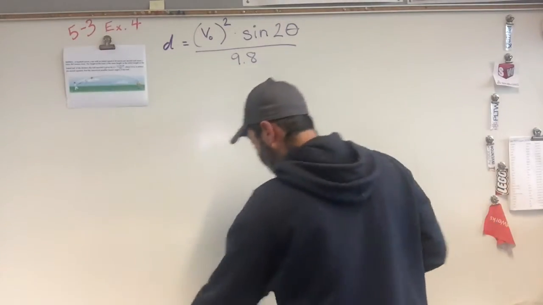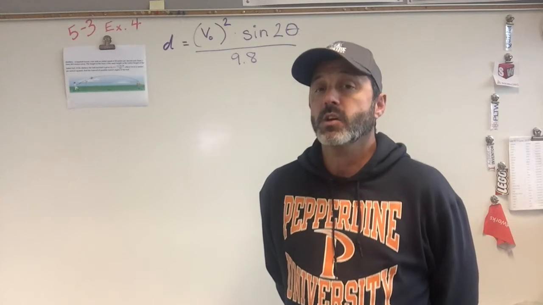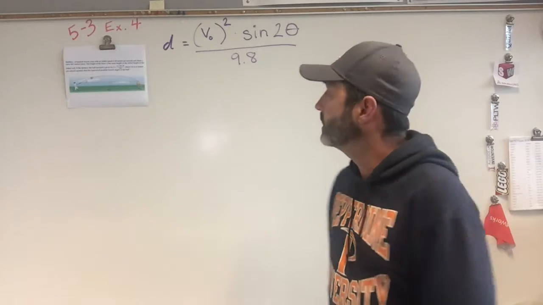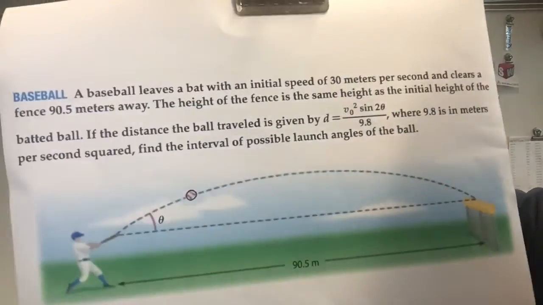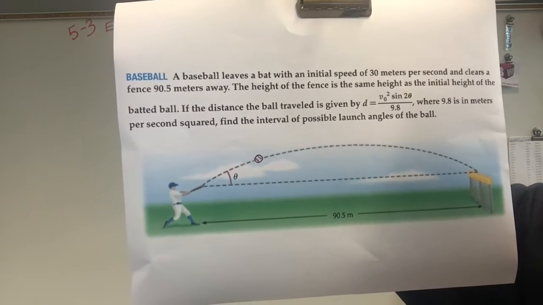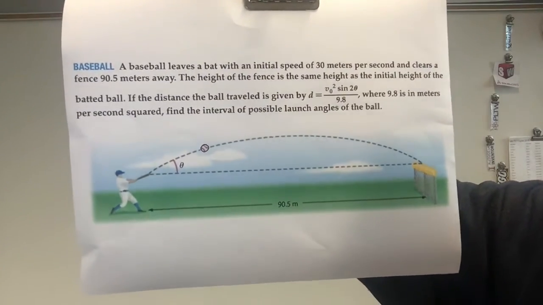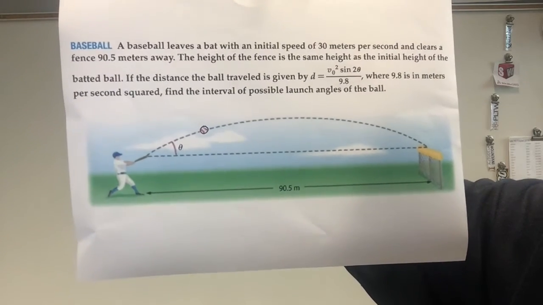We have a baseball problem. And we have an equation that will help us figure out the best launch angle for hitting a home run over a given distance fence. All right, so here's what we know. I'll bring this up to you, and you can read it, and it says, a baseball leaves a bat with an initial speed of 30 meters per second and clears a fence 90.5 meters away. The height of the fence is the same height as the initial height of the batted ball. That's a really short fence, by the way.